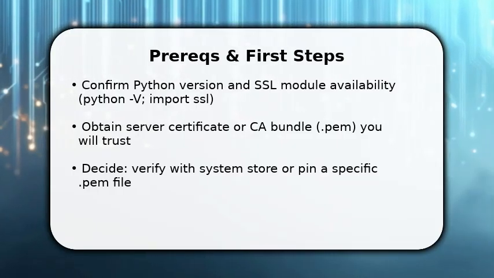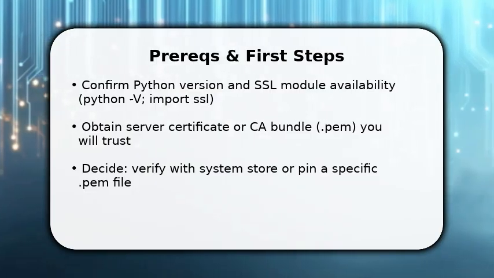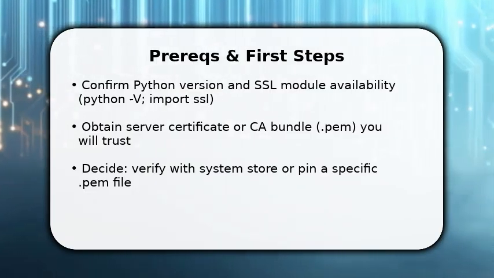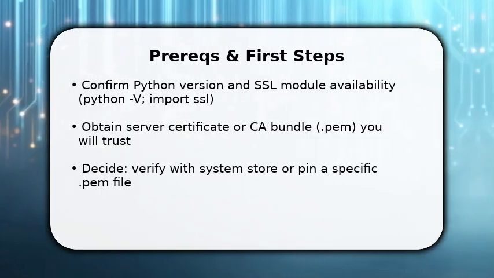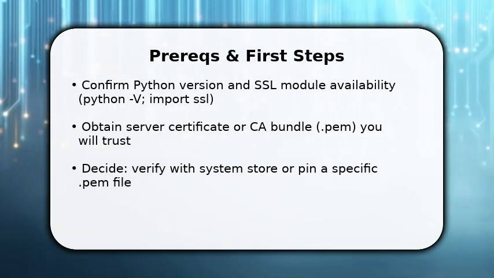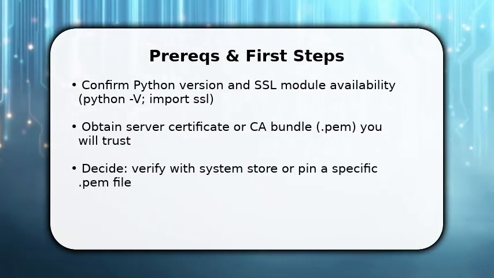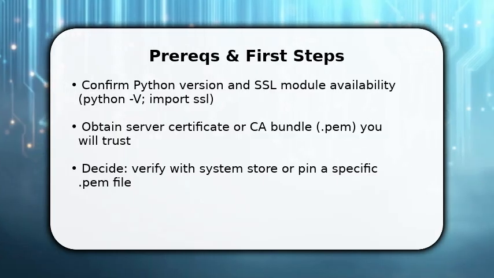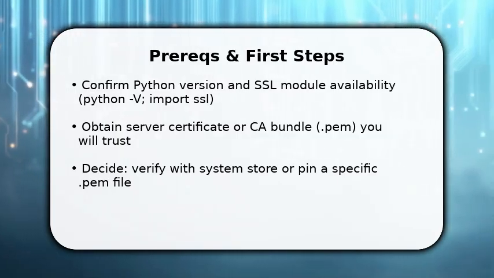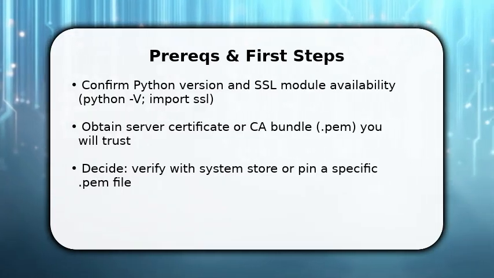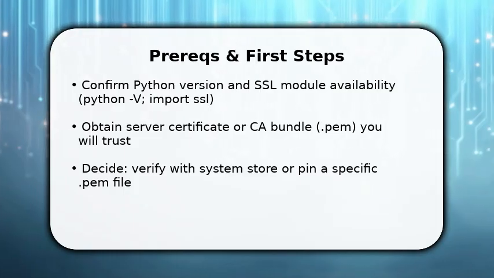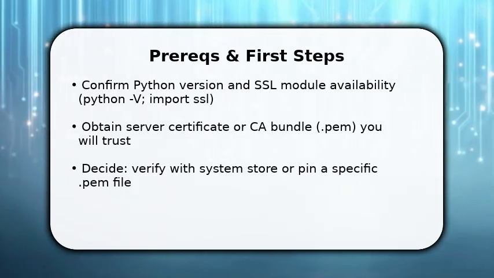You start by confirming your environment. Check Python version and that the SSL module imports cleanly. Once done, fetch the server certificate or the CA bundle you plan to trust and save it as a PEM file. Make a decision. Use the System Trust Store for broad validation or pin a specific PEM for stricter control. You'll need file paths and permissions correct. Set read access and note where your application will reference that file next.